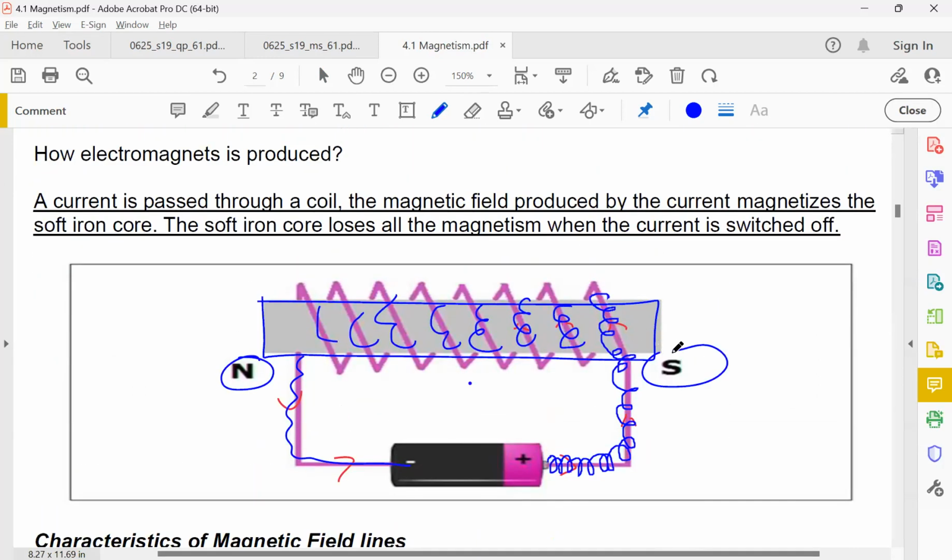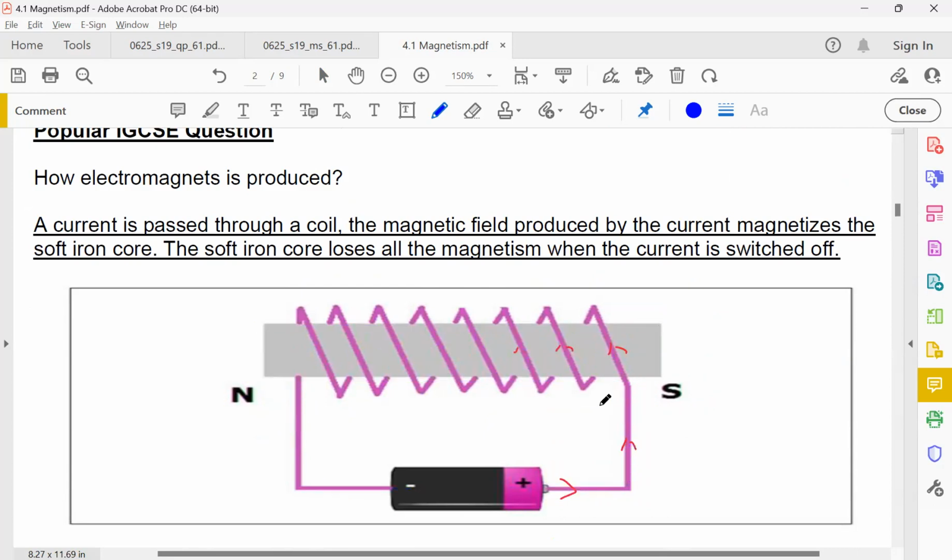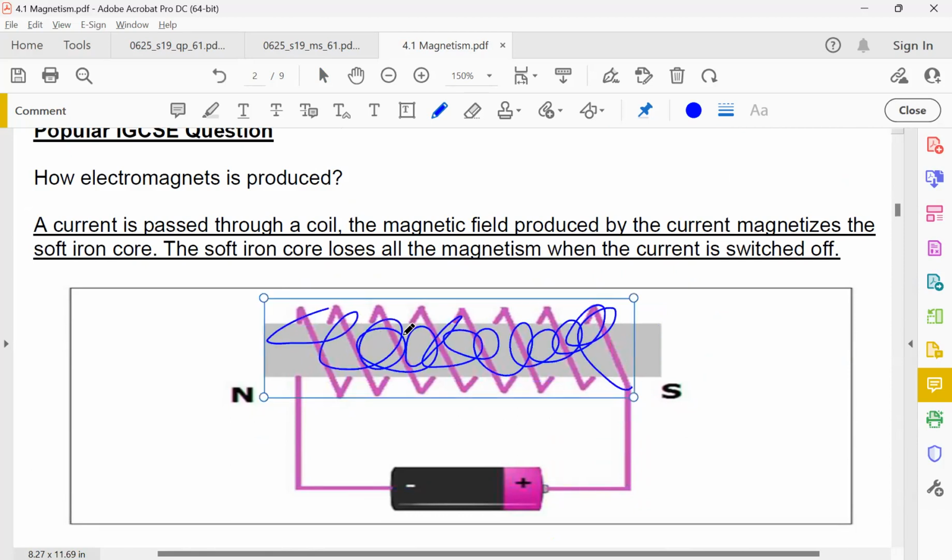So, quick question now. If I want to make this an even stronger magnet, what should I do? More. Who said more coils? You said that. Good. Using more coils is the right answer. Why? Because if today I have more coils wrapped around here, right, that means to say there's essentially more magnetic field lines touching this iron bar, right, which then makes it into a stronger magnet.